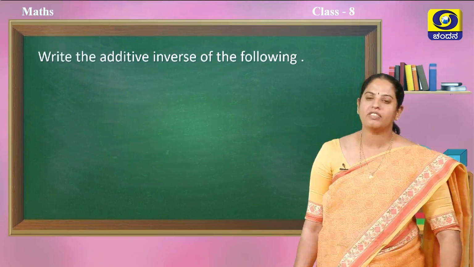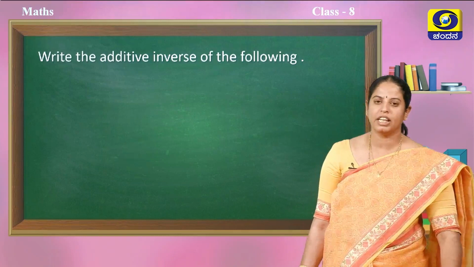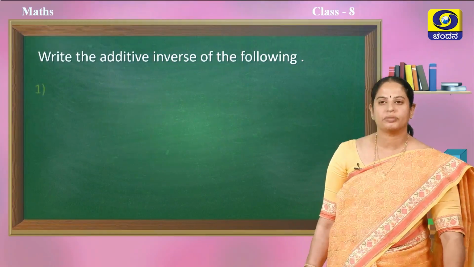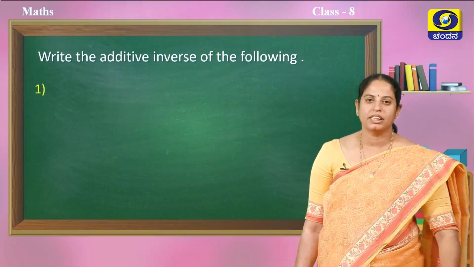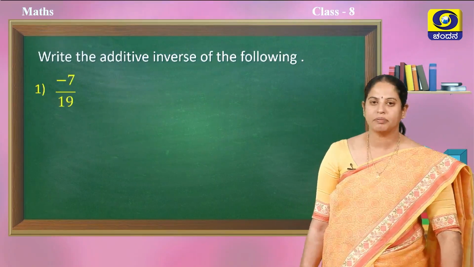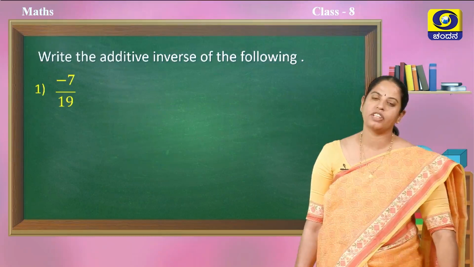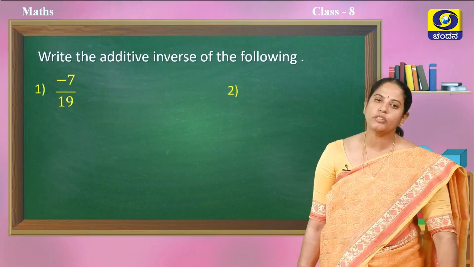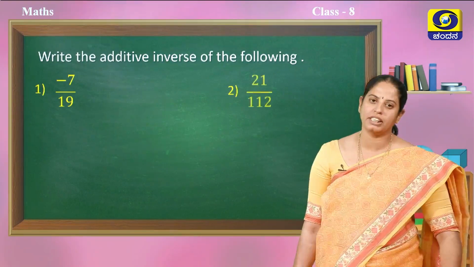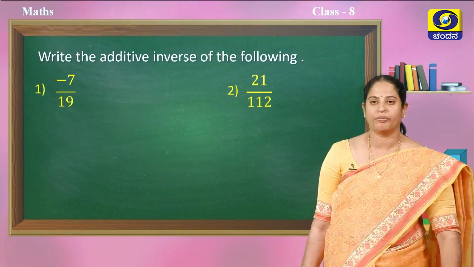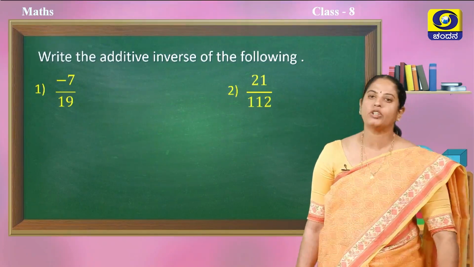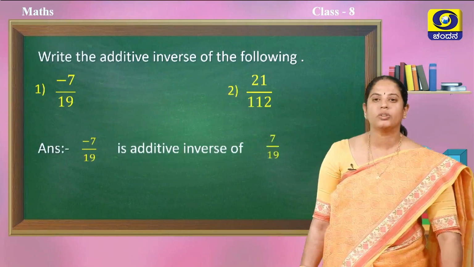Write the additive inverse of the following. Here I am giving a few questions. See, the first one is minus 7 by 19. You have to write the additive inverse of the following. That means, what should be added to minus 7 by 19 to get 0? Or what should be added to 21 by 112 to get 0?